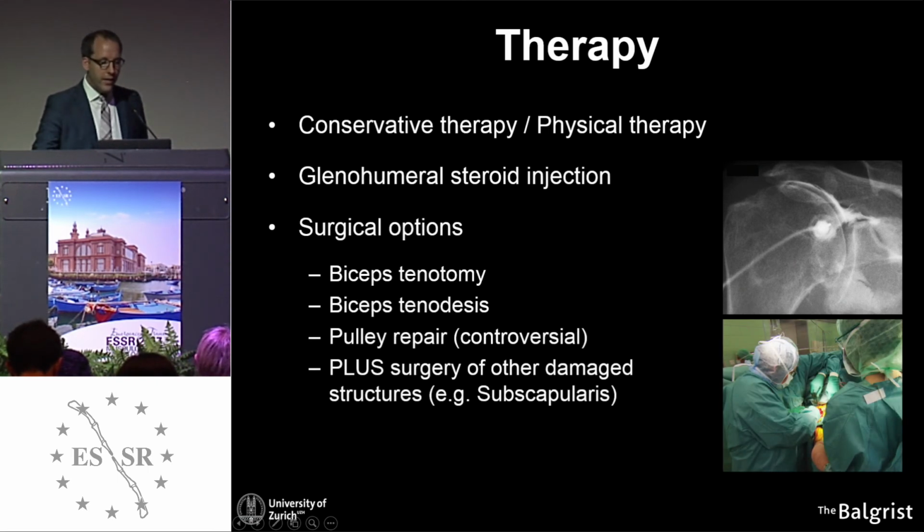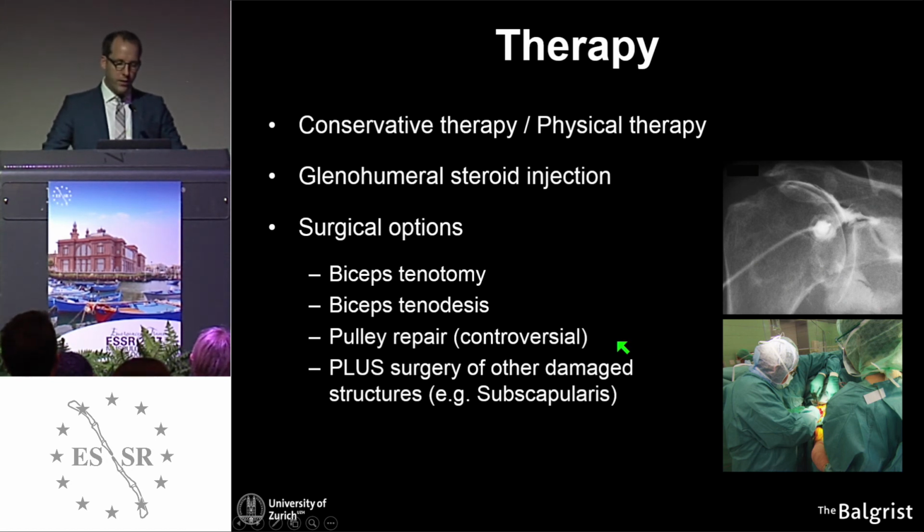If a surgery is necessary, there's different options. The first one is to cut the biceps tendon, so this is biceps tenotomy. The second one is if you screw the tendon into the intertubercular sulcus with an anchor, biceps tenodesis. Then you can do a pulley repair. You will hear a little bit more later about this, but there's different schools on that. So some surgeons like that a lot, and other surgeons think it doesn't make a lot of sense to do that. We'll discuss that a little bit later.